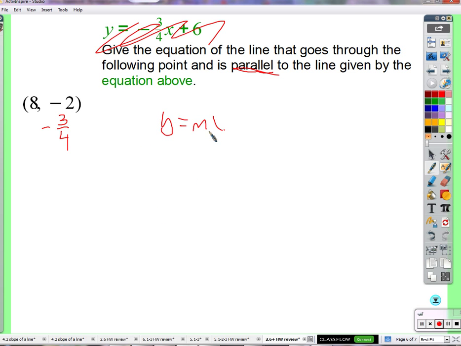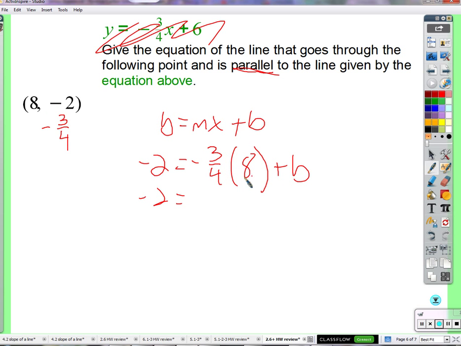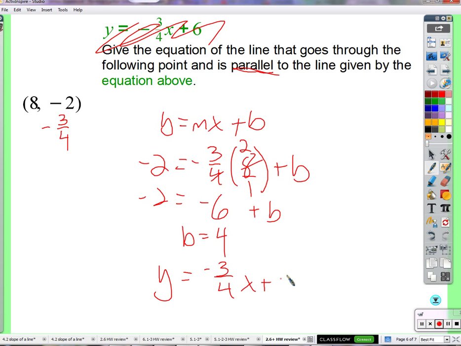Okay, y equals mx plus b. We'll plug in the y, that's a -2. The slope, -3/4, times x, which is 8, plus b. -2 equals, that's over 1, 4 cancels with 8, that's 2. -3 times 2, -6. That's b. Add 6 to both sides, and b is 4. Plug it back in, y equals -3/4 x plus 4. Good? Good, good. Questions? No.